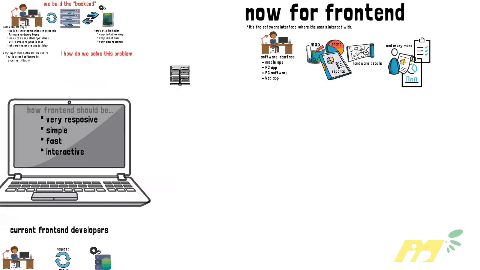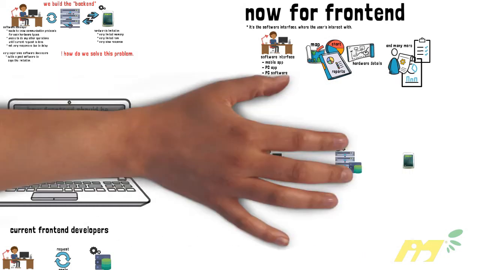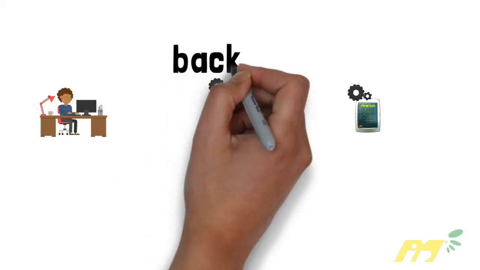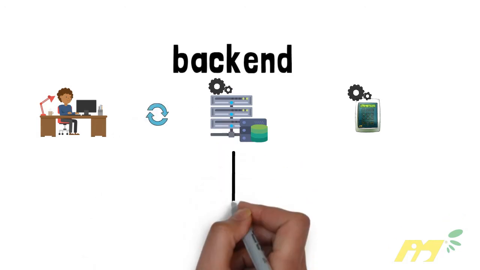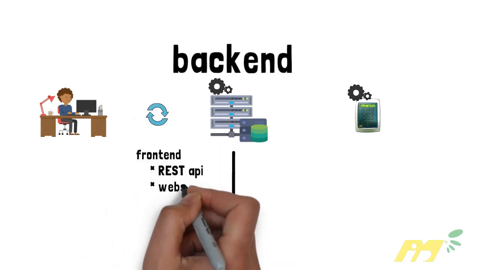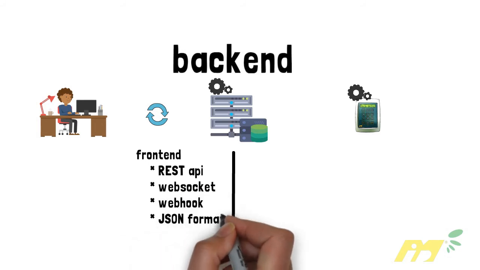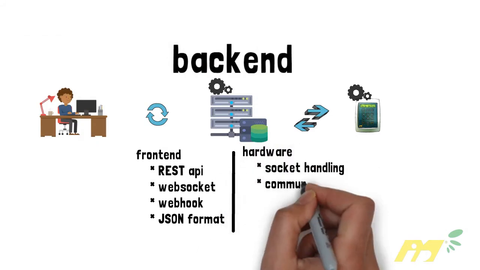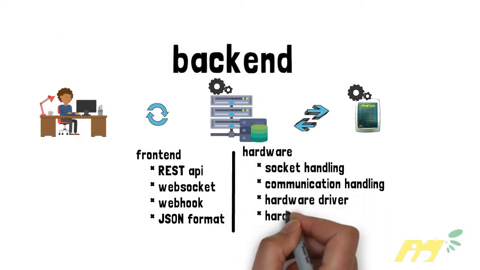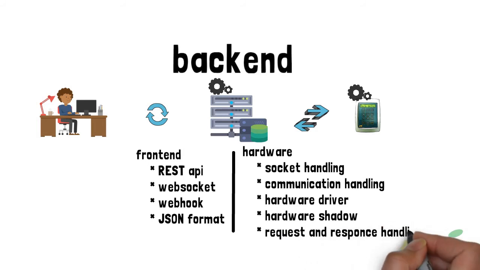After working with a few web developers and app developers, building hardware-related software, a backend server was the solution we came up with. To the front-end guys, we provide the REST API, WebSocket, webhook, and the data in JSON format. And all the hardware-related things, we handle them, such as socket handling, communication handling, all the hardware drivers, that means all the hardware's protocols, we handle them.